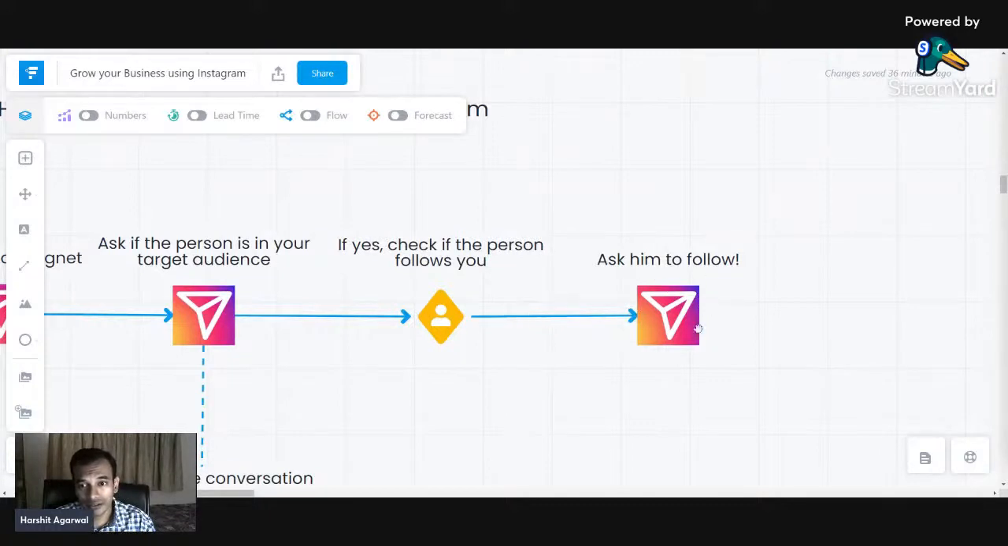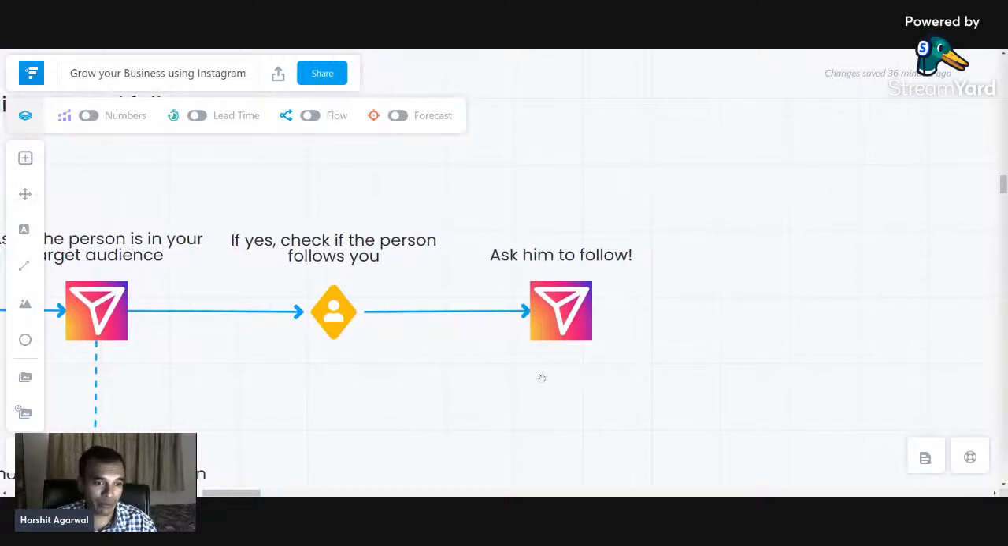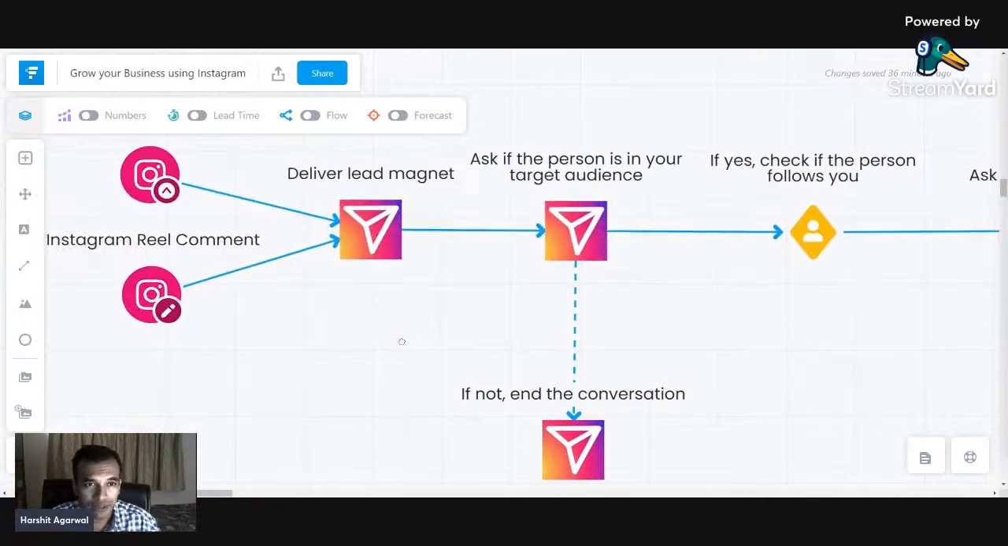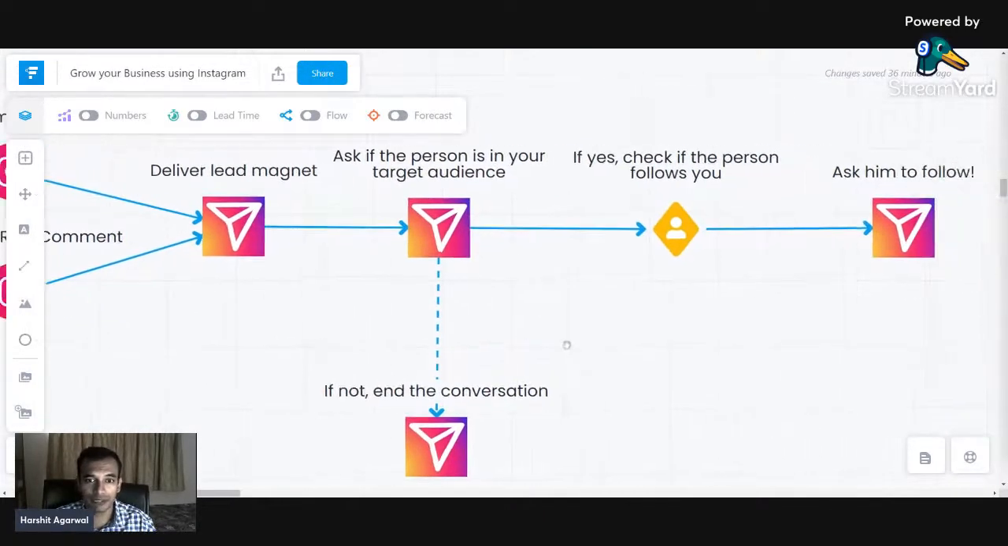And you can even check again after a few minutes or hours whether the person has followed you or not, and you can ask him a second time to follow you. So that is also possible. So basically, using Facebook Creator Studio and using a software like ManyChat, you can automate this entire flow, and all you have to do is create the reels, create the lead magnet, and create this conversational flow, and then you can gain targeted Instagram followers in an automatic fashion.